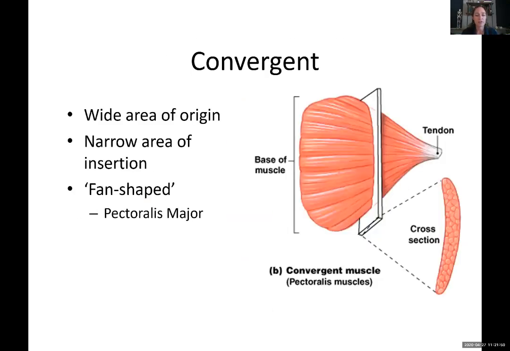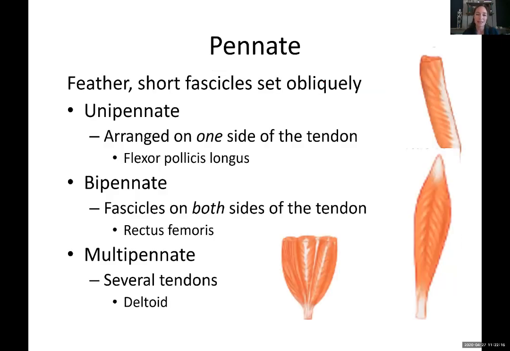Let's move forward. A convergent muscle, this one is the pectoralis major. It goes across the chest, so it has a wide base of attachment. In this particular case, it would be attached to the sternum, but it fans, so it's got a wide base, but it's converging down to a smaller single point attachment. So it looks like a fan. It's called convergent. And then pennate.